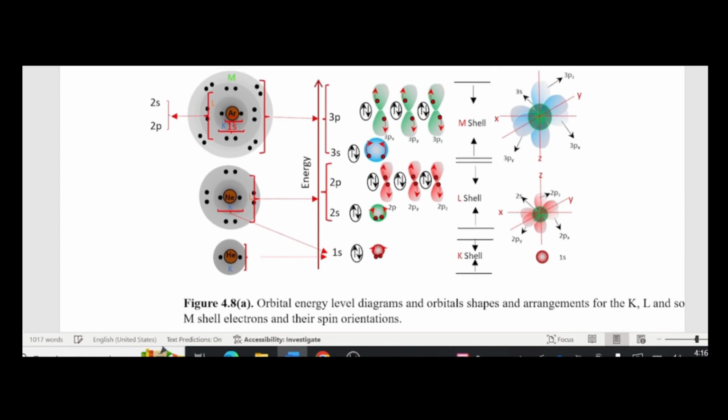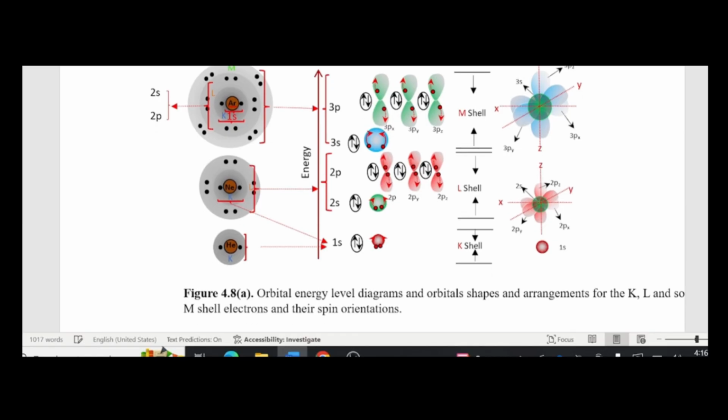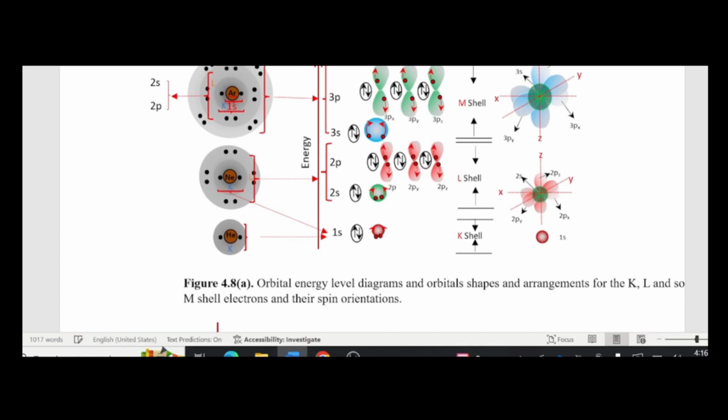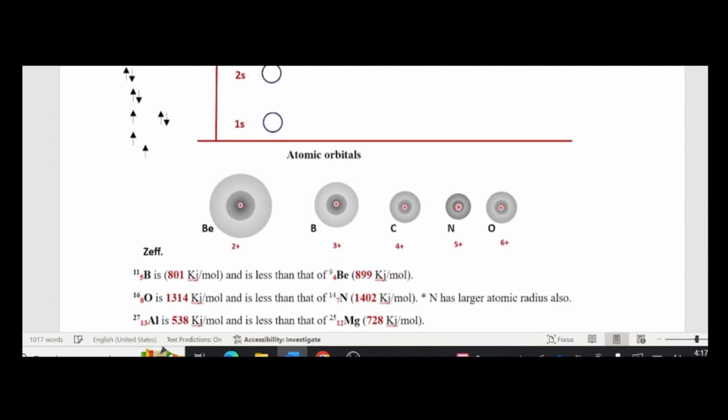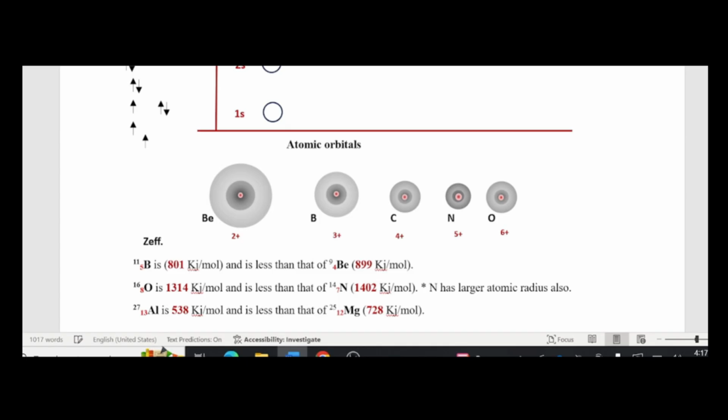As you move away from the nucleus, the energy of the electron in these orbitals gets more and more. So let us see how we can use this concept of subshells and atomic orbitals to explain why we have these deviations here. If you remember in the previous video, when you move across a period, the effective nuclear charge increases in that direction, and the atomic radius decreases too.